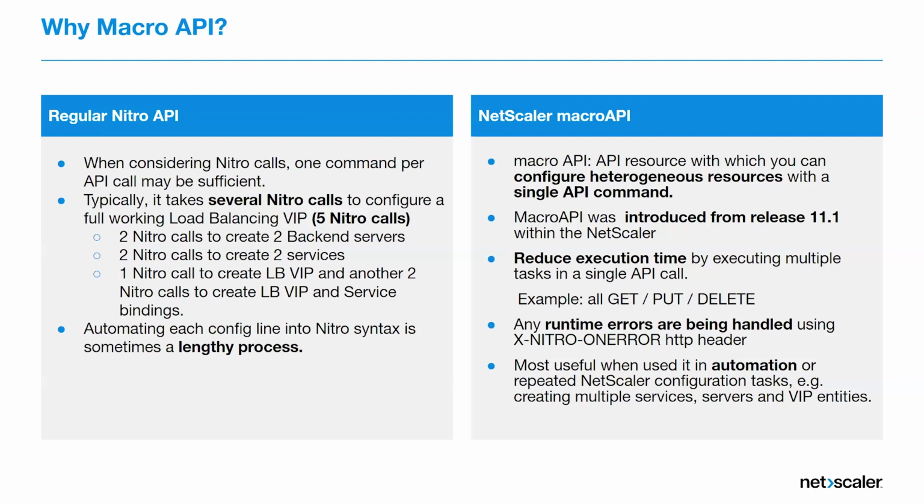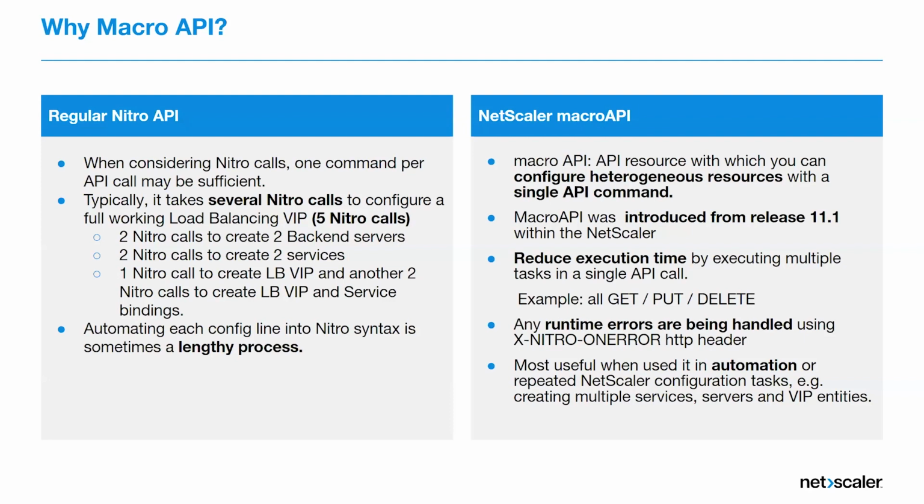As a typical example, if we want to bring up a fully functional load balancer, we would require 5 different Nitro calls: 2 to create 2 backend servers, 2 to create 2 services pointing each to each backend server, and 1 to create an LB vserver, and 2 more to create the bindings with the service and the front end LB vserver.